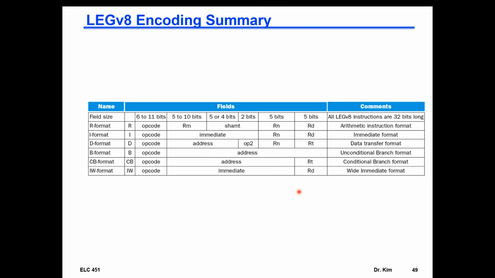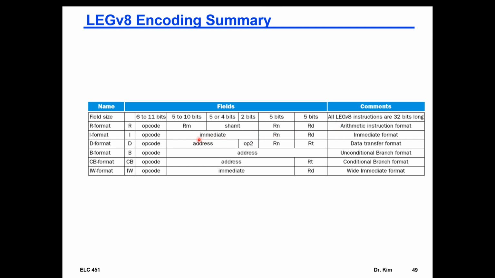And this is a summary of the instruction formats. So here we have the register format. We have the two registers that are the sources, RM. We can specify a shift amount and the destination register. This format is used by arithmetic instructions.